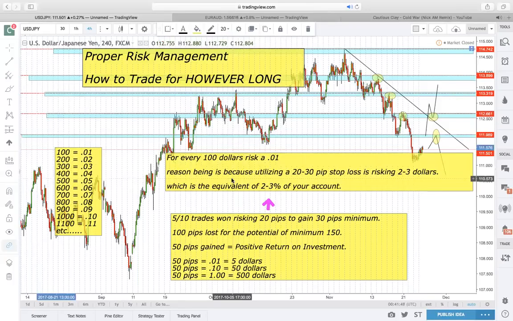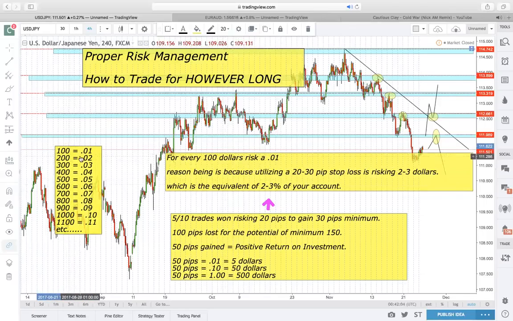So I broke it down very simple because I'm not going to overwhelm you guys with information. For every $100, like I said, a 0.01, with a 20 to 30 pip stop loss, you're risking $2 to $3, which is the equivalent of 2 to 3% of your account. What I did to the left here is I put for every $100, 0.01. So for $200 is a 0.02, for $300 is a 0.03, etc., all the way to $1,000.